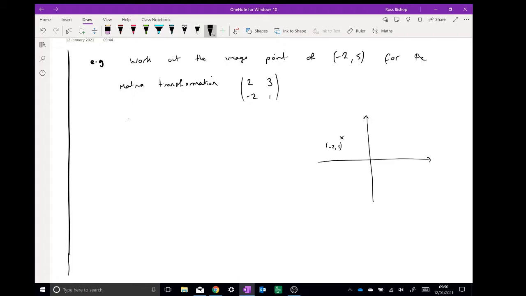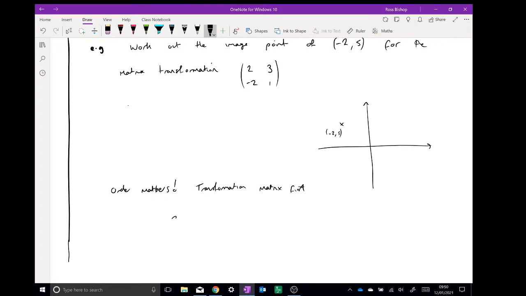So how do we do that? We literally just multiply that coordinate by the matrix. The order matters. So you put the transformation matrix first, (2, 3; -2, 1), and then you multiply it by the coordinates, and you write these as a column coordinate.